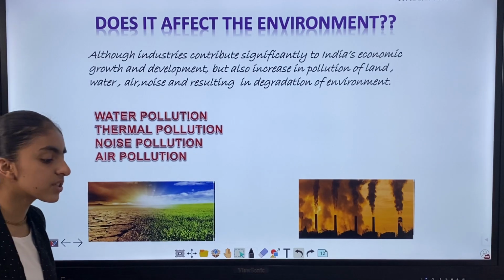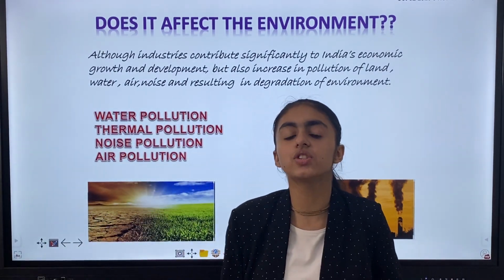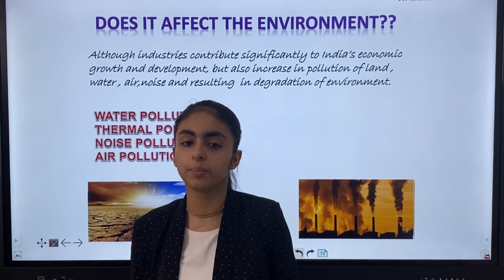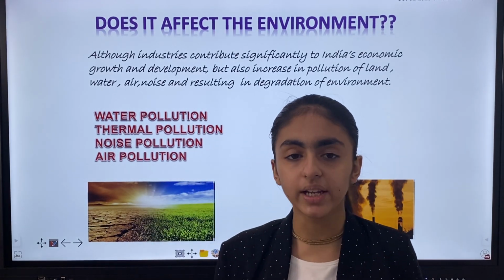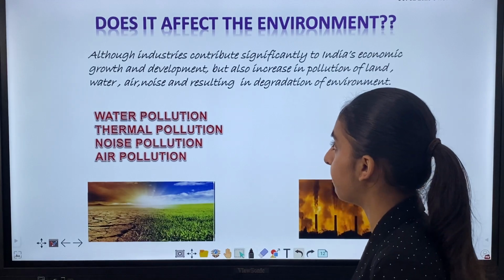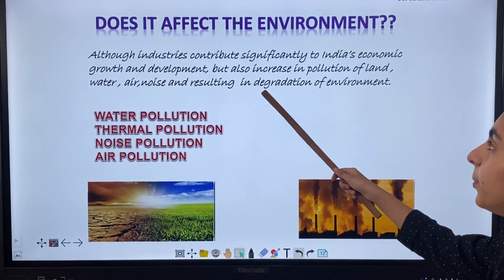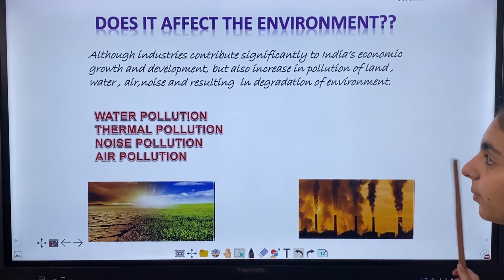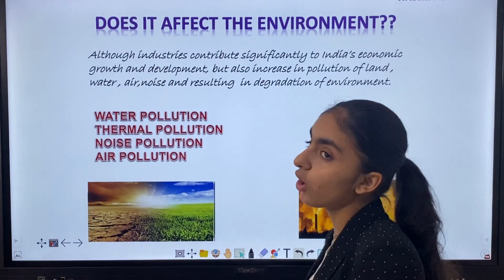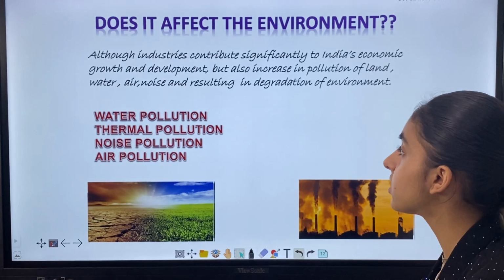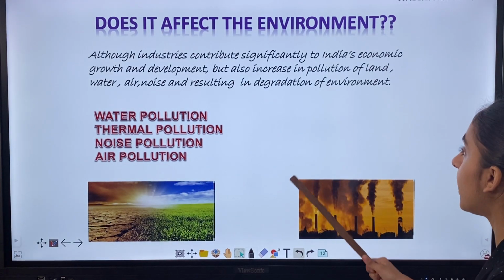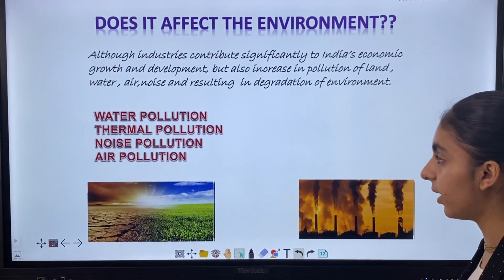Now, the next question is, we use industry so much. I am wearing a coat made of cloth, which again comes from industry. Do industries affect the environment or not? Let's see. Although industries contribute significantly to India's economic growth and development, they also increase pollution of air, water, noise and result in the degradation of the environment.